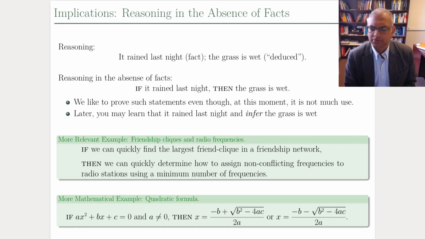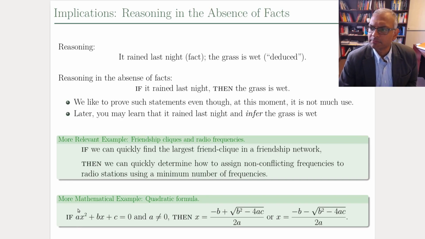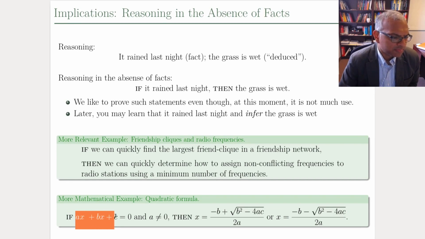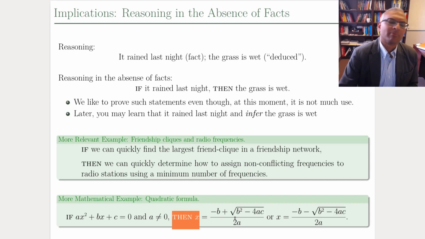Here's another example that's familiar to you from high school. In high school you learned this quadratic formula, this beautiful thing. Let me formulate it in the form of an implication. At the moment we don't know anything, and what we're saying is that now I'm going to link two statements together. That's what an implication is. If ax squared plus bx plus c is equal to 0, and a is not equal to 0, so if you are in a situation where this is true, then you can conclude that x equals minus b plus or minus the square root of b squared minus 4ac over 2a, this famous quadratic formula.